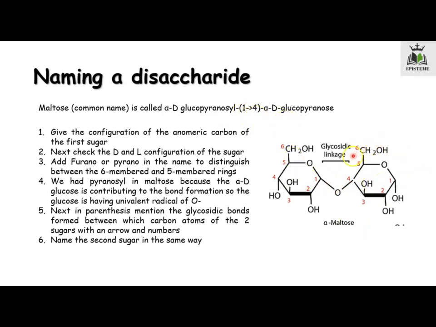Next we will write the name of the second sugar in a similar way. First we need to consider if it's an alpha or beta anomer. So it's an alpha anomer. It is because the carbon number 1 has the OH group at the bottom, so that's why it's alpha. D because CH2OH is at the top, and glucopyranose because it's a glucose structure and it's a pyranose.